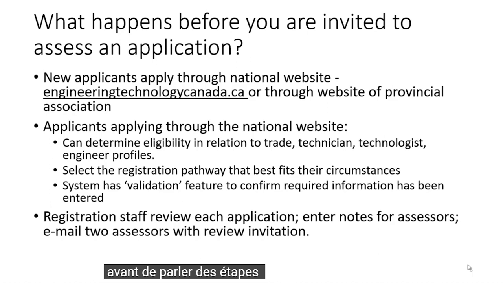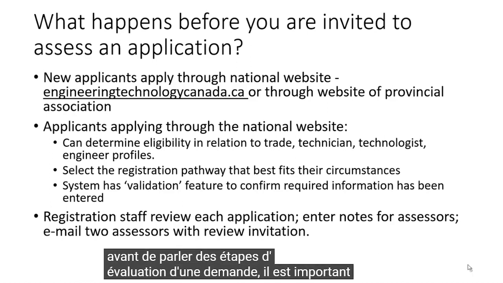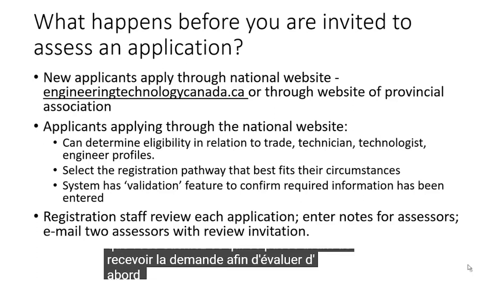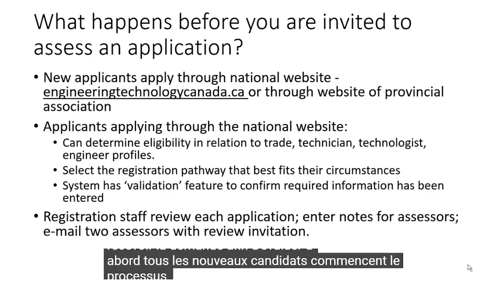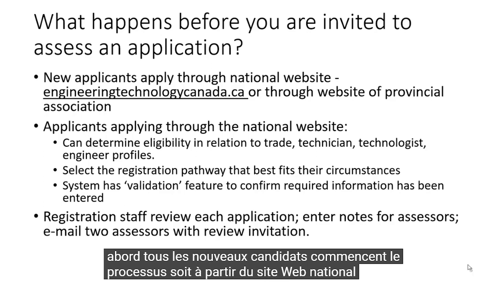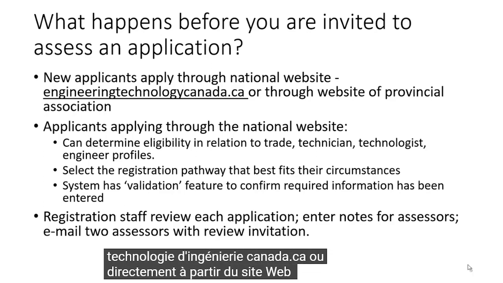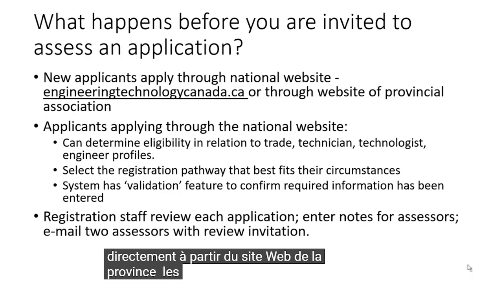Before we talk about the steps for assessing an application, it's important for you to know what happens before you receive the request to assess. First, all new applicants begin the process either from the national website, engineeringtechnologycanada.ca, or directly from the website of the Provincial Association.